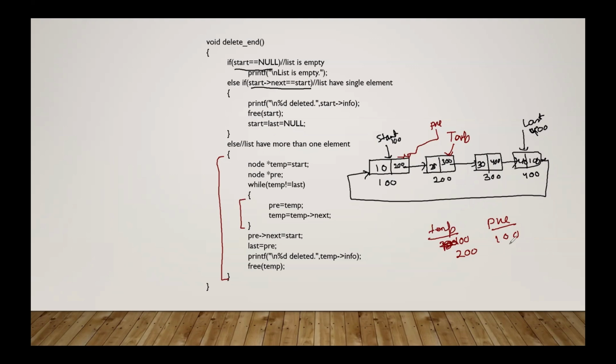What is the temp value? 200. Right now it points to this one. So now this connection is gone. Once this connection is gone, pre points to this one because pre is 200. Then temp equal to temp next. The temp value is 200, and 200's next is 300. So right now temp points to which node? This node.